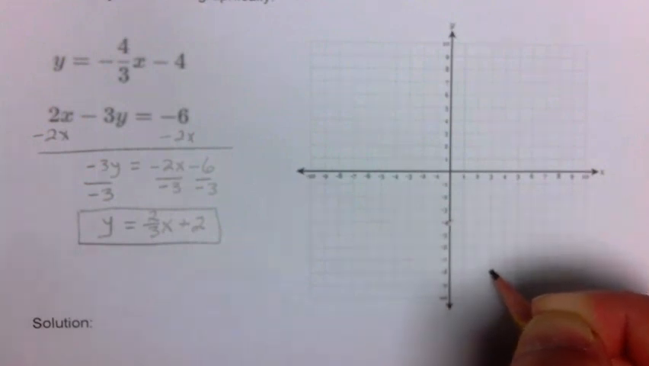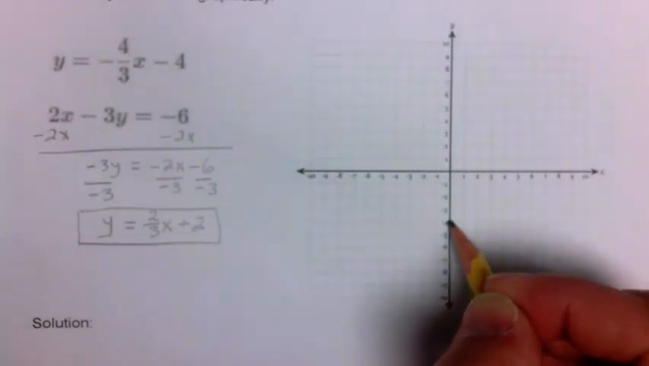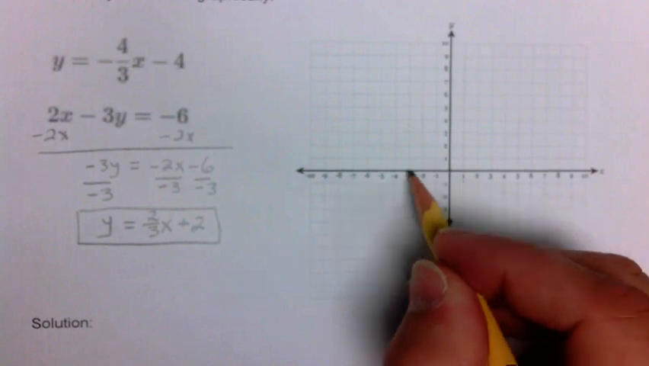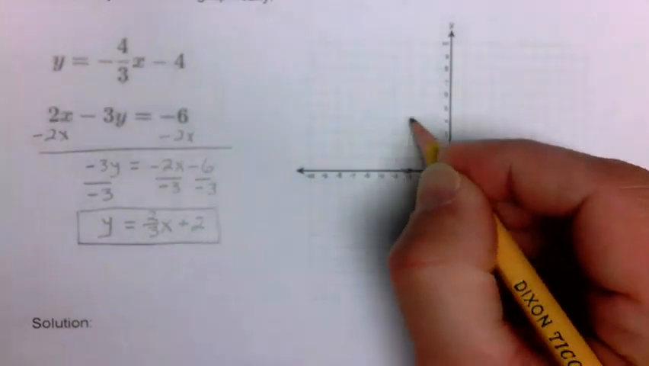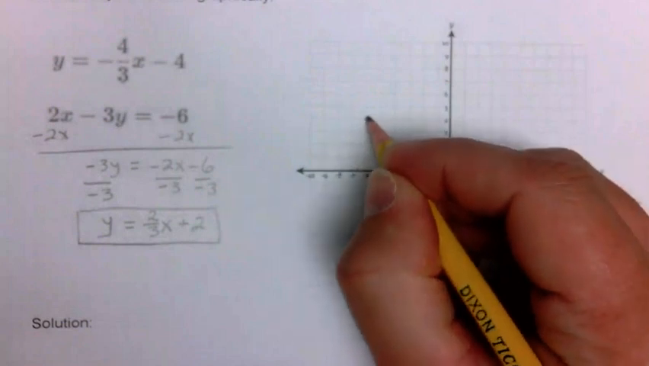And again, if I try to do that again, I'm going to be off the graph. So go back to the y-intercept and do it in the opposite direction. Go up 4 and to the left 3. And I can probably do that one more time. Go up 4 and to the left 3.